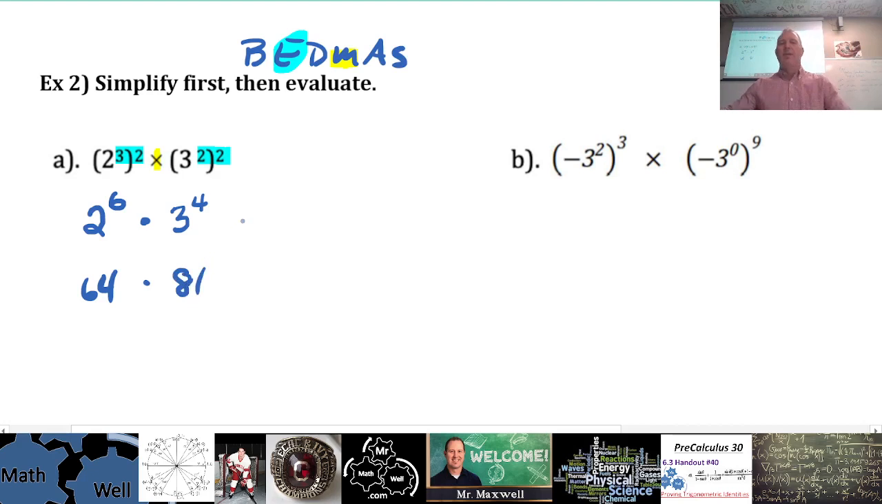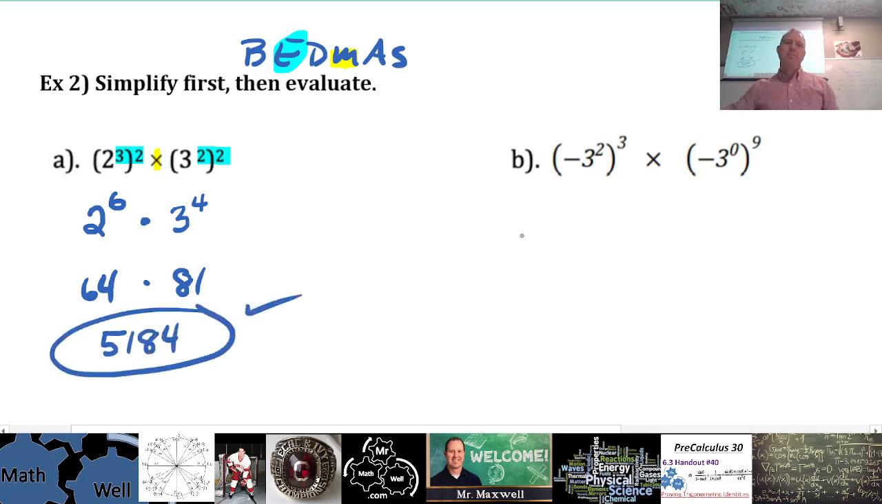Now, you can use a calculator for this one. Multiplying 2-digit numbers, that's totally fine. 64 times 81. What do you get? 5184 is correct. So simplify first, then evaluate. Okay. Any questions about that one? All right, do B on your own. Your turn.